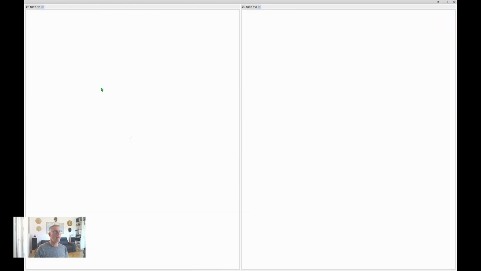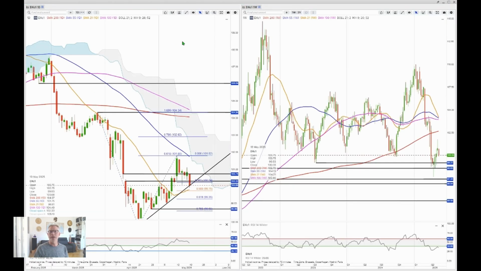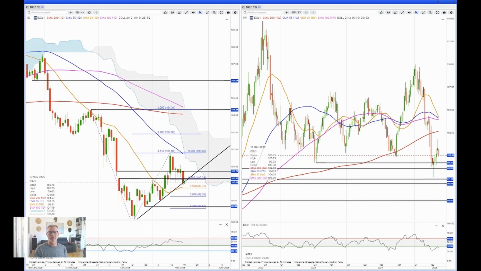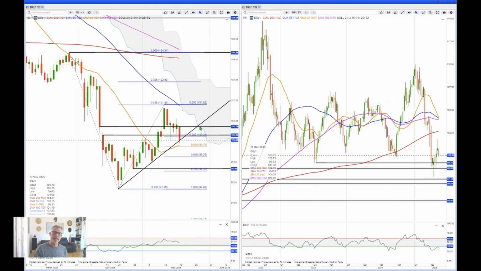And let's have a look at the euro dollar. Sorry, the dollar index. The dollar index has already broken below its minor support here at 100.32. Currently here on the daily, testing the lower rising trend line. I think it will break below it.